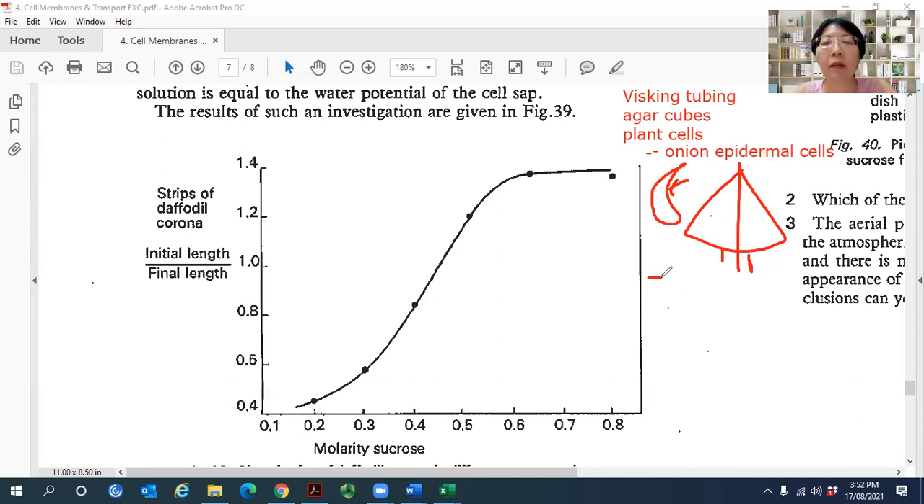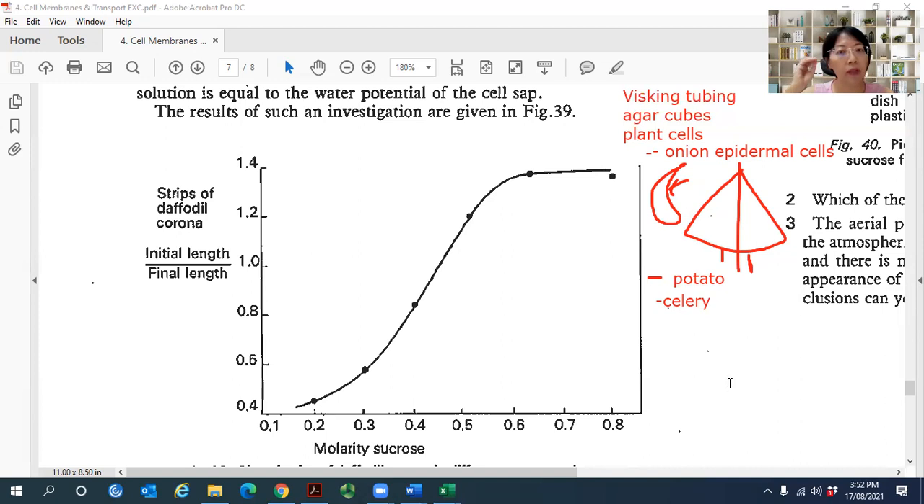We can also use onion epidermal cell to find out what is the solution that, when the onion epidermal cell is placed in it, gives the same water potential as the cell. That means we actually want to measure the water potential of the cell. Be it onion epidermal cell, sometimes they give you potato, sometimes they give you celery. Whatever plant cells they give you, they may ask you to find out what is the water potential of the cell.